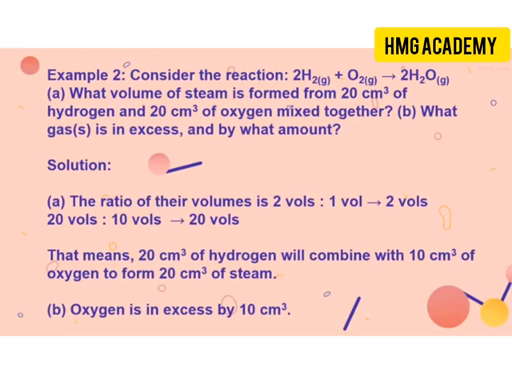The B part of the question. Oxygen is in excess by 10 cm3. Don't forget, in the question you were given 20 cm3 of it. Only 10 cm3 was used. So 20 minus 10, we will still be left with another 10 cm3.